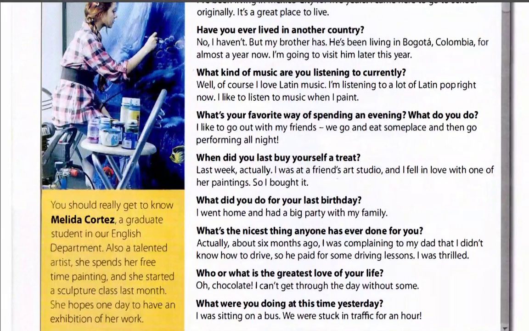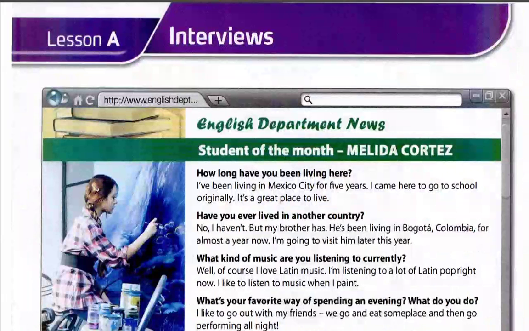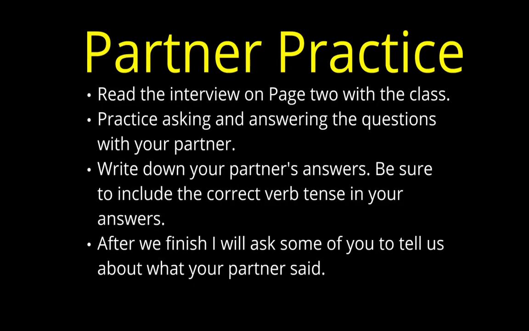We need to go a little bit quicker because time is almost finished. So let's quickly go back to here. I would like for you to practice these questions on page 2 with your partner. Have you ever lived in another country? What did you do for your last birthday? These are good practice questions. So I hope that you can use these as you're going forward in your practice time.